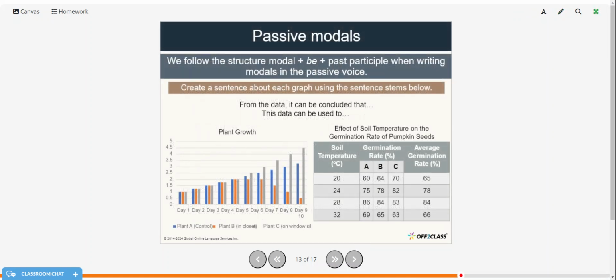And then passive modals. We use the structure modal plus be plus the past participle when writing modals in the passive voice. So you want to create a sentence about each graph using the sentence stems below. So, from the data, it can be concluded that, or this data can be used to, and then create some sentences using the information shown here.